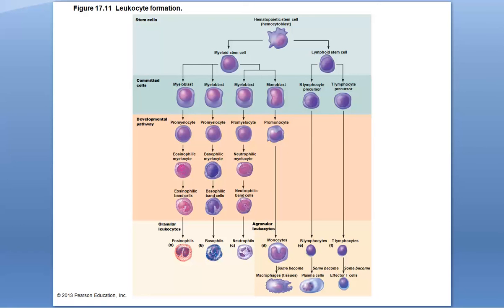Question number 9. List the 5 types of white blood cells in order from most abundant to least abundant in blood plasma. 10. Name the 2 types of agranulocytes. And 11. Name the functions of neutrophils, lymphocytes, monocytes, eosinophils, and basophils.